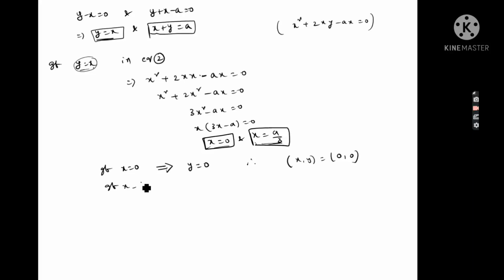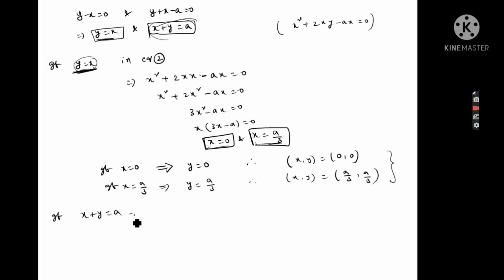Now, if x equals a by 3, that implies y value is also a by 3. Therefore, another ordered pair (x, y) equals, what is that? (a by 3, a by 3). Okay. So, these two ordered pairs we get when I take y equals x. For the other case, I have to take x plus y equals a.